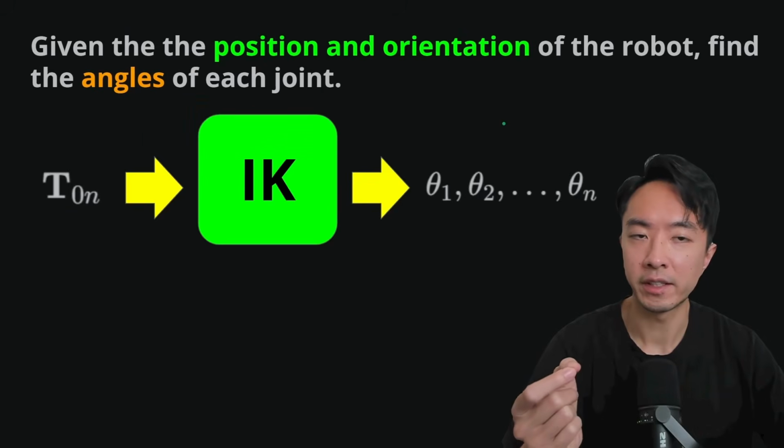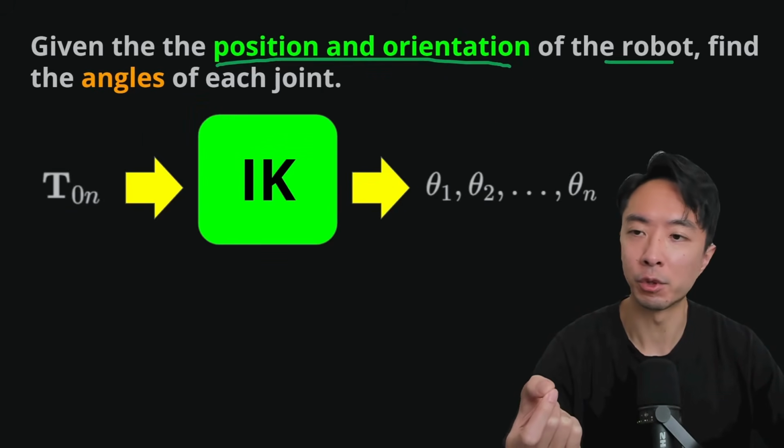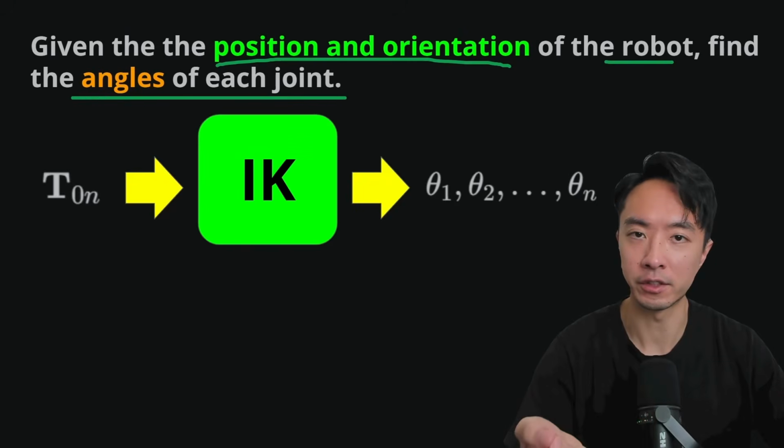So the inverse kinematics problem states that given the position and orientation of the robot, you want to find the angles of each joint.